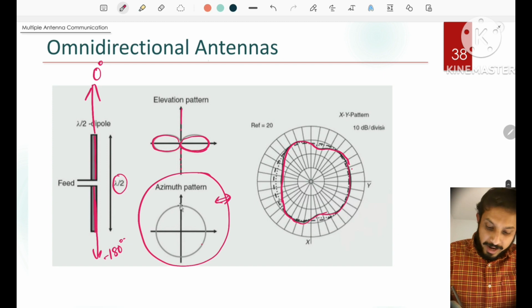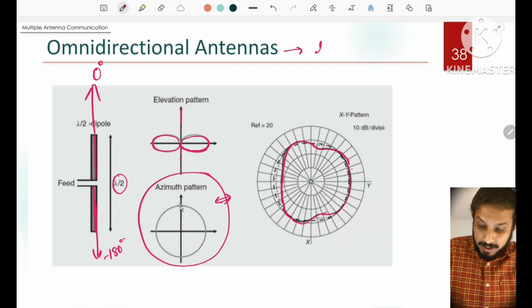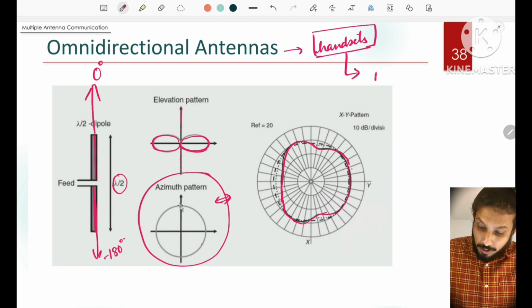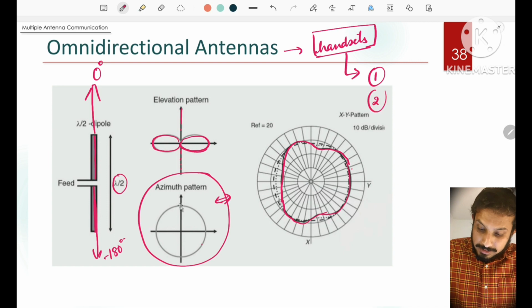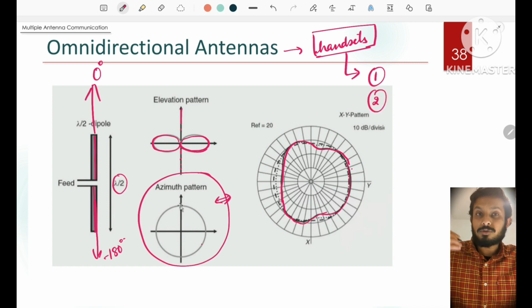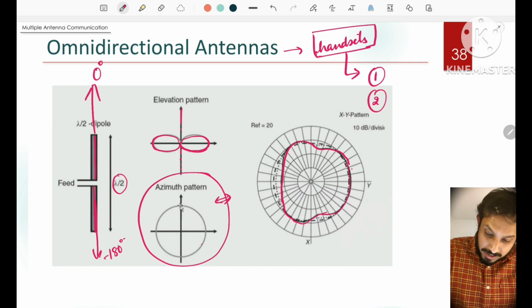So generally omnidirectional antennas are very common in handsets, in mobile phones. And why is this so? Because of two reasons. First, we do not know in which direction the base station is and from which direction to receive the signal. And the second is, if we want to send the signal to the base station, we don't know where the base station is. So omnidirectional antennas give us this possibility.